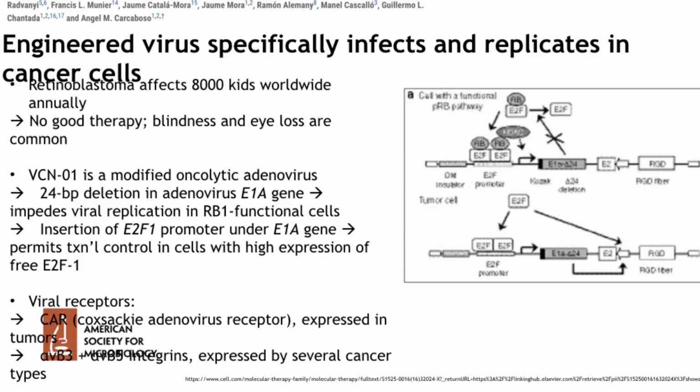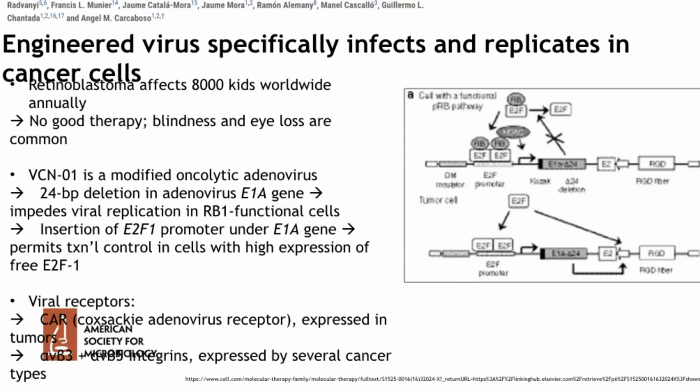And so this means that they should not be able to, because the E1A is required for viral replication, if that RB1 is functional within the cells, it will not be able to produce progeny virions. There's also an insertion of the E2F promoter upstream of the E1A gene. This permits transcriptional control in cells with high expression of free E2F1.